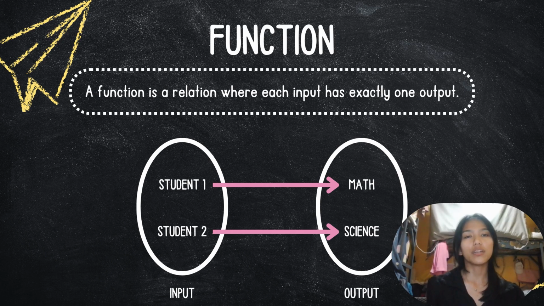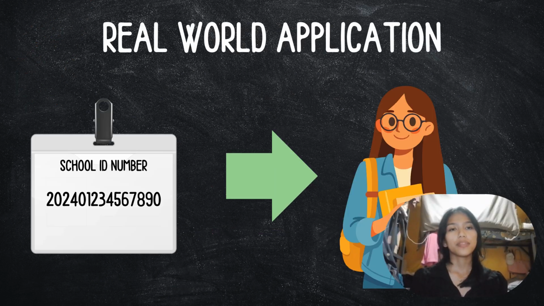To make it easier, this idea of one input to one output is what we visually check in graphs. A real world analogy is that a function is like a school ID number and a student. Each student has exactly one, and no two people share the same ID. So our input here is the student, and our output here is the student ID number.